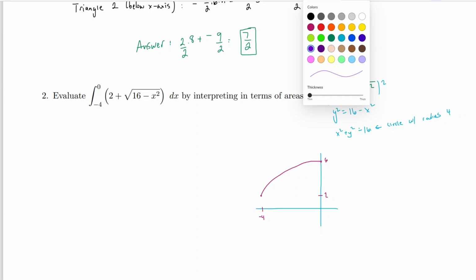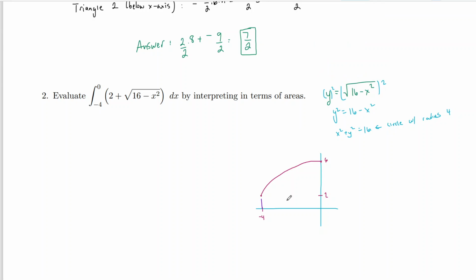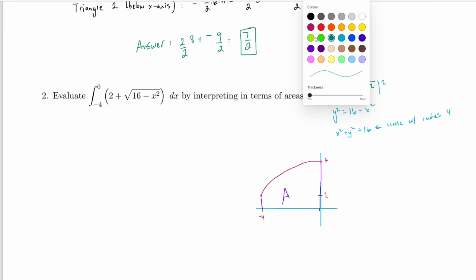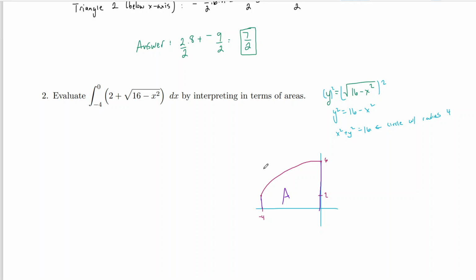Well, what the integral wants us to find is the entire area down to the x-axis. We want to find this entire area A. I'll just write a big A here. Well, we can break this down into two shapes, and hopefully you can see it. But if not, break it apart right here. Why? Because this down here in the bottom half is a rectangle. And this up here is a 1/4 of a circle.